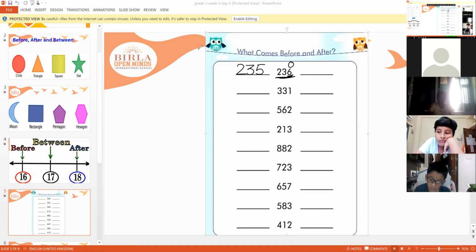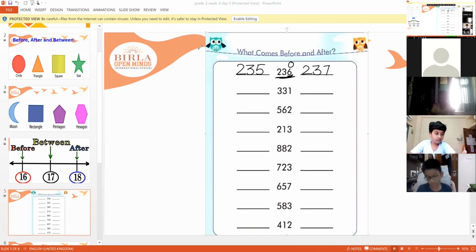So just again see the number at ones place. At ones place we have 6. So we have to recall that after 6 what comes? After 6 comes 7. So after 236 what will come? 237. So children keep on writing answers also. 237 comes after 236. Okay. Now we'll move to the second question.